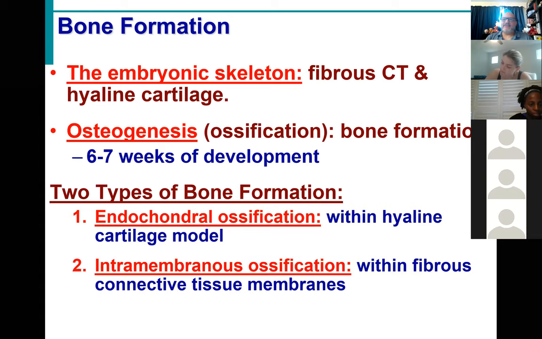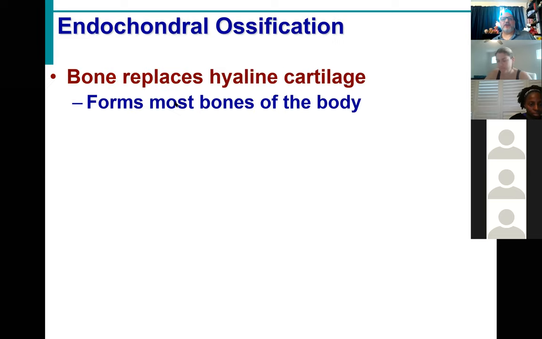All right. And the second method is intramembranous. Intra means between, membranous, within the membrane or between the membrane, ossification. And this is where within that fibrous connective tissue, we make our bones. All right, let's talk about these processes. And we're going to talk about endochondrial ossification first.